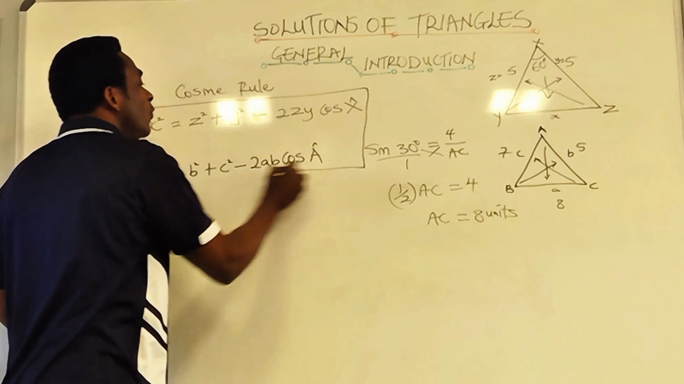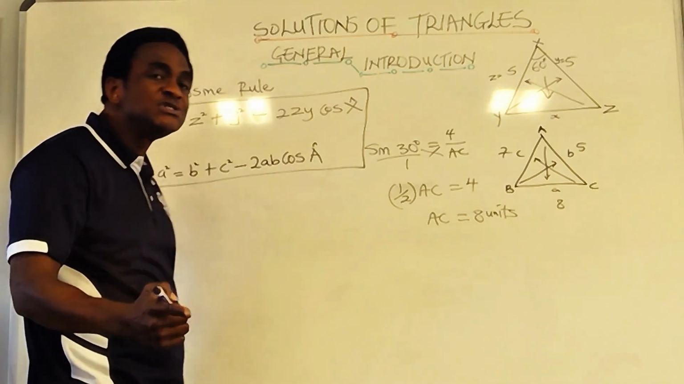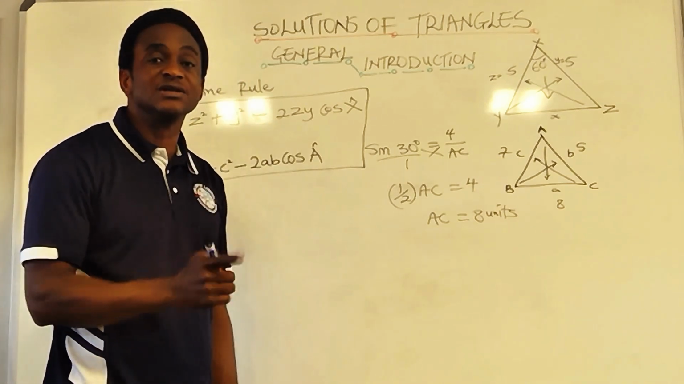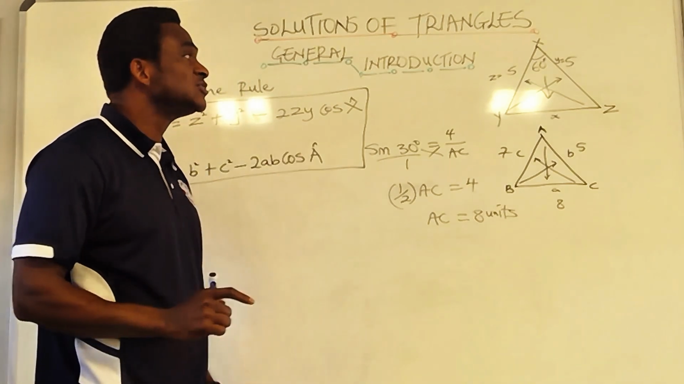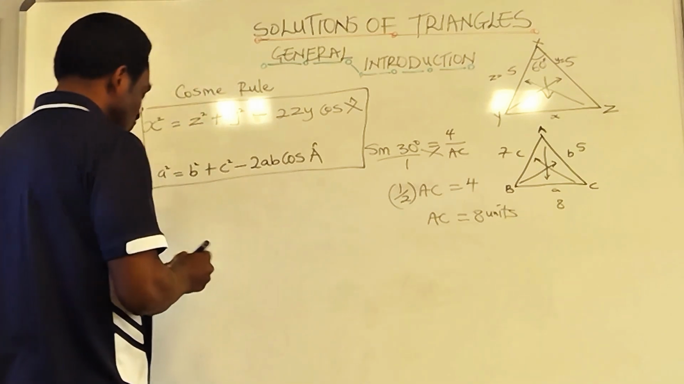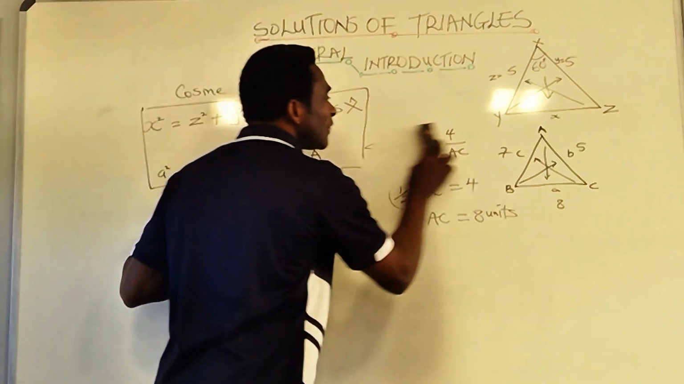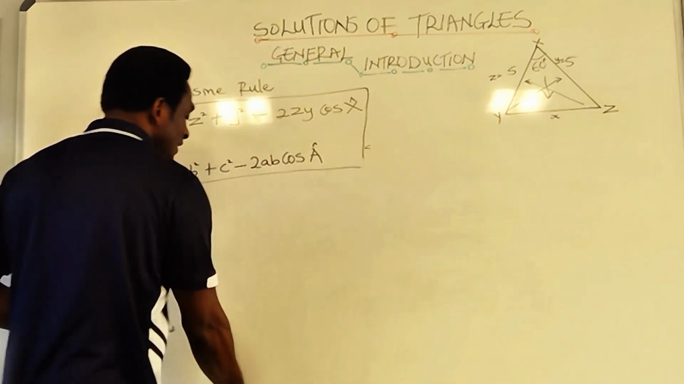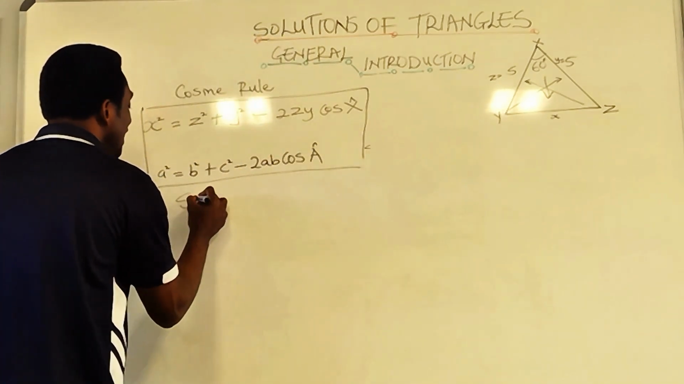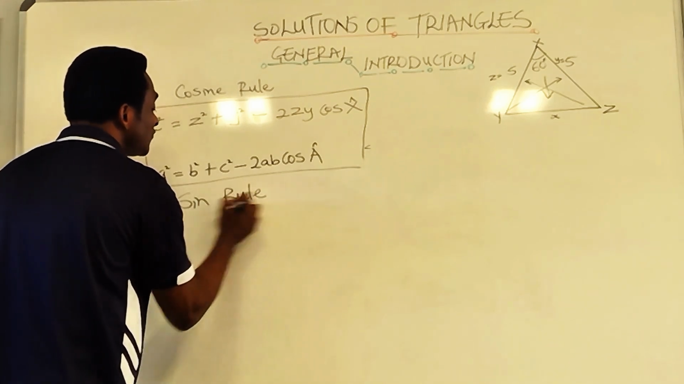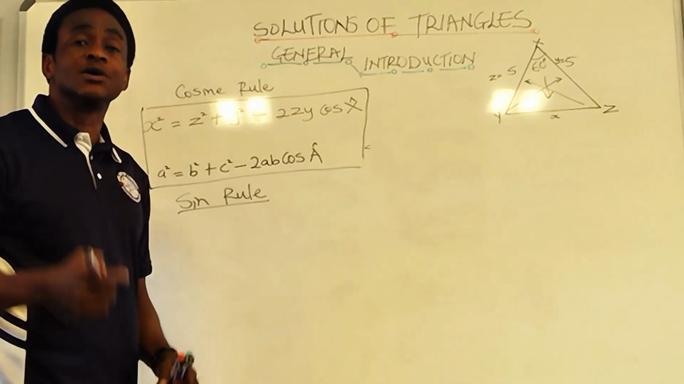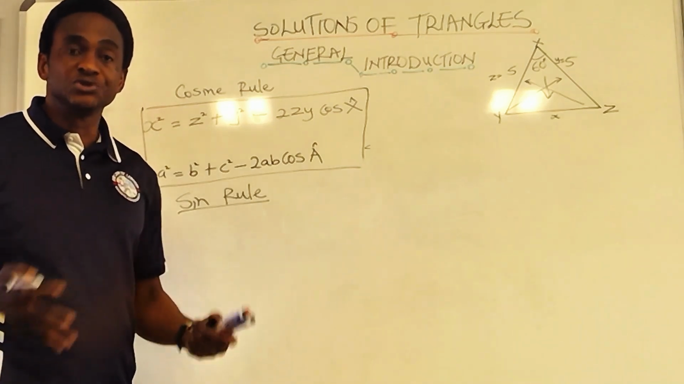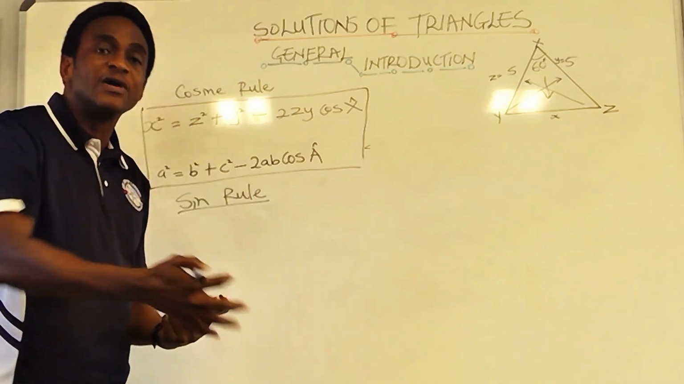So the cosine rule works when we have two sides and included angle given, or when we have three sides given with no angle. Let's look at the next one quickly. We can also use what we call the sine rule in some cases. The sine rule is also another solution of triangle depending on the conditions given. Remember, these conditions are specific to the method. They may not work for another method.